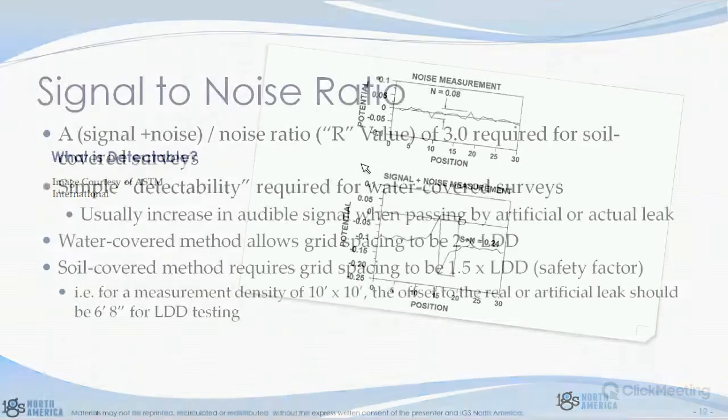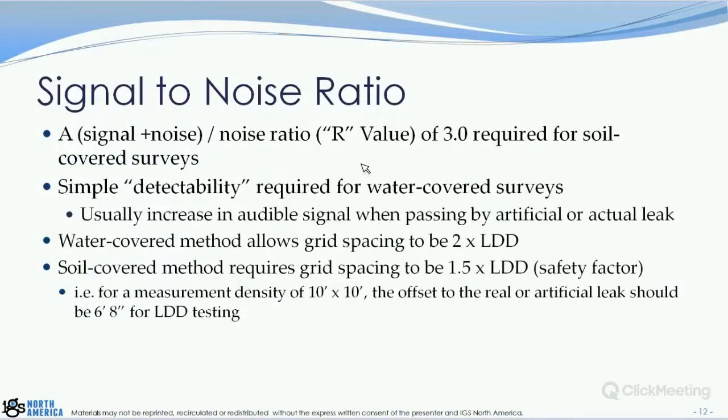And for soil covered survey areas, you need for that R value, they call it the R value, which is, to say it in a quick manner, signal to noise ratio, but it's actually the signal plus noise to noise ratio. So that R value needs to be 3. So it needs to be significant, 3 times greater than the surrounding background noise.